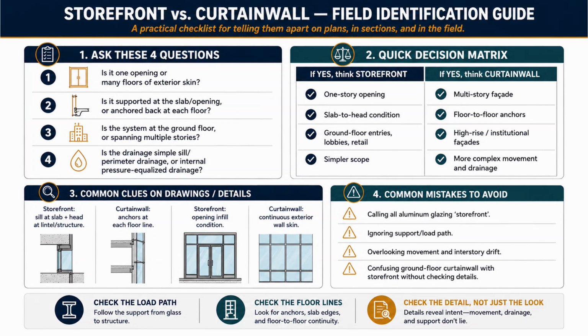The 3 closing reminders. Check the load path. Follow the support from glass to structure. Check the floor lines. Look for anchors, slab edges, and floor-to-floor continuity. And check the detail, not just the look, because details reveal intent. Movement, drainage, and support don't lie. 2 systems can look identical from the sidewalk. The section tells the truth.